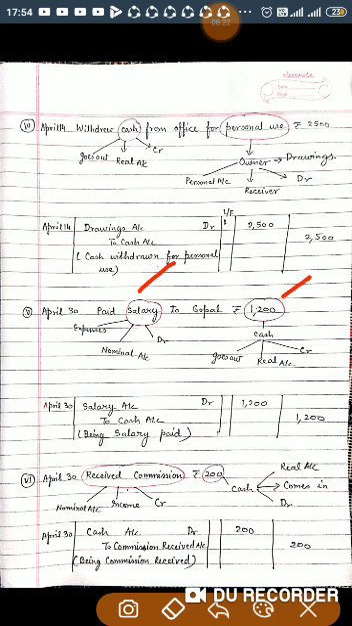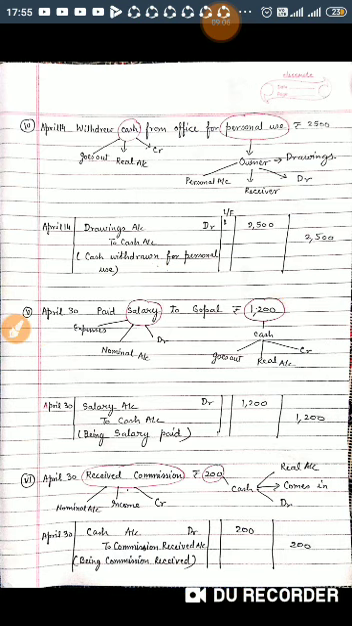Salary is a nominal account. It is an expense because we are paying salary, so it is an expense for the business, so it should be debited. Nominal account rule is debit all expenses and credit all incomes. So salary paid is an expense for the business, so it should be debited. Cash is a real account, it is going out from the business, so it should be credited, and the journal entry will be salary account debited to cash account 1200 in the debit column, and in the credit column we will write 1200, and in the narration we will write being salary paid.